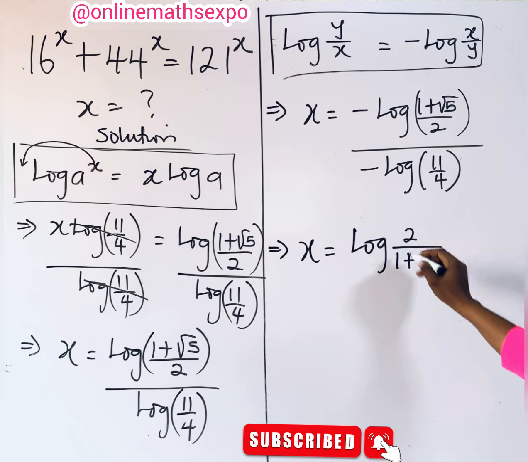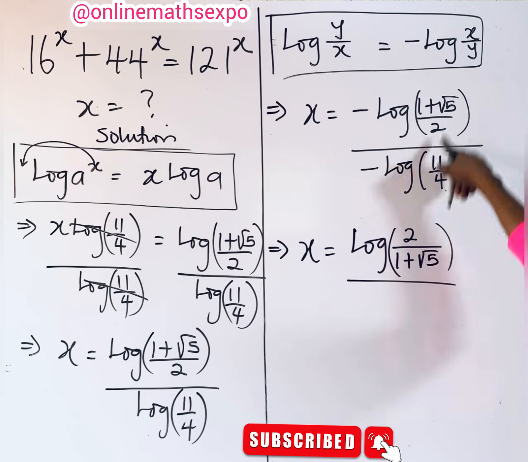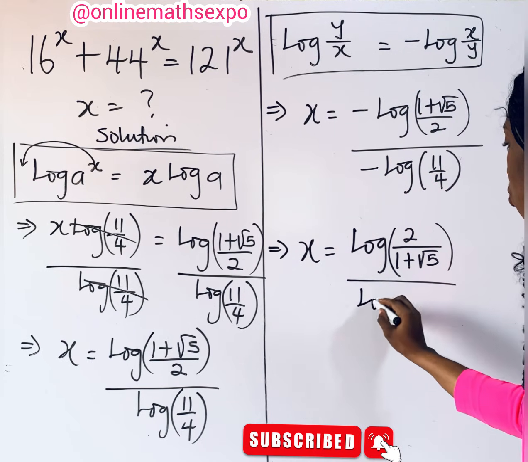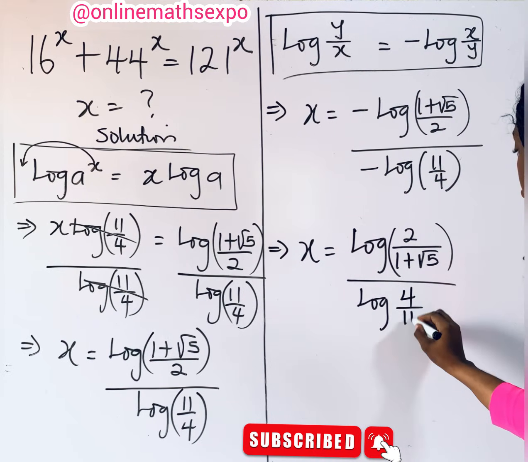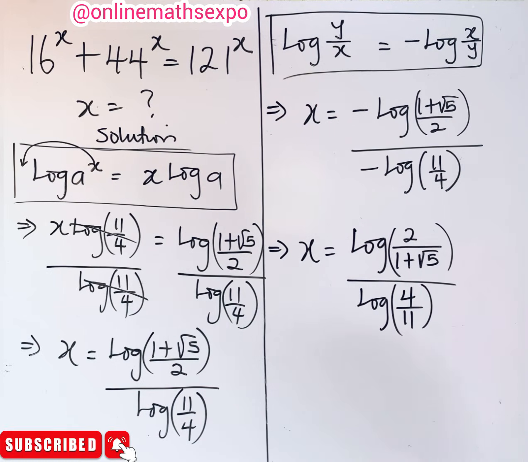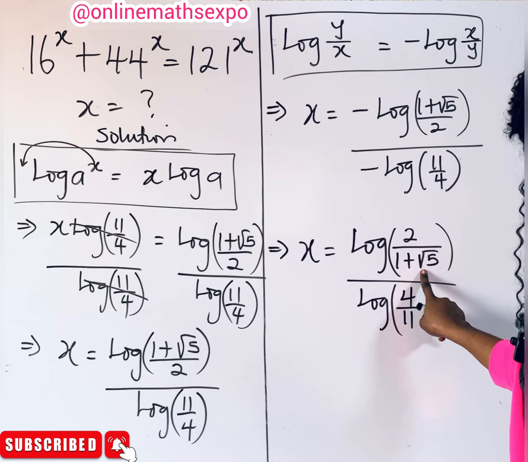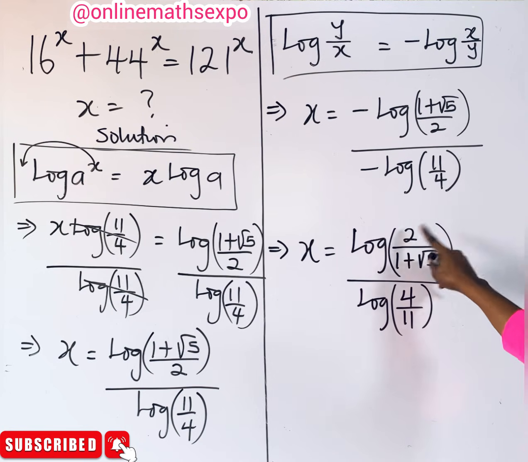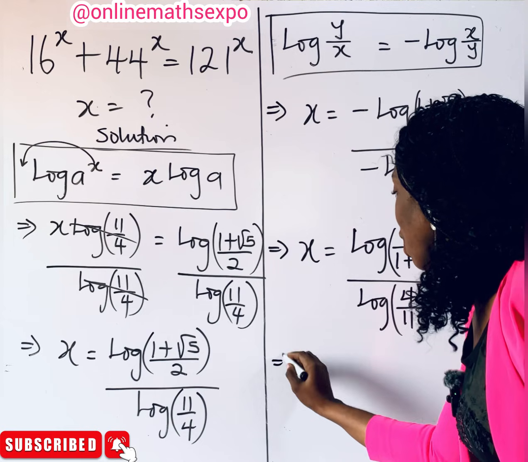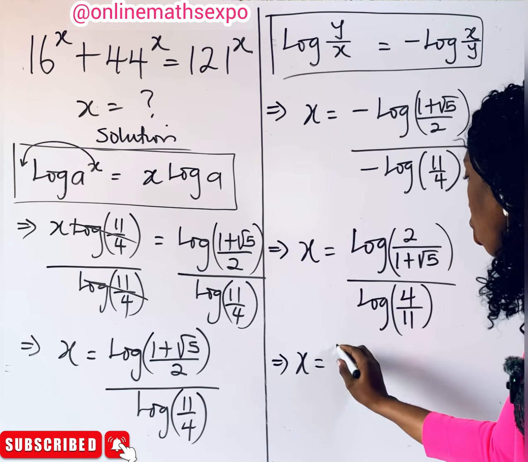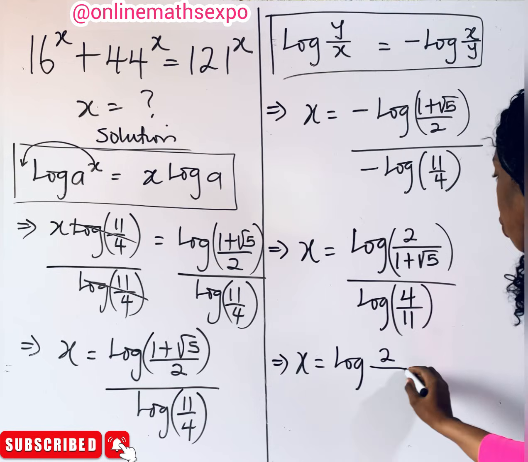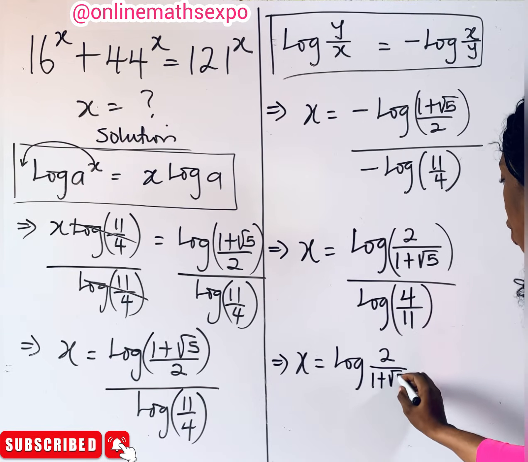Did you see that? Then divided by, for this, watch this, so it's going to be reversed to be log of 4 divided by 11. Did you see that? So you see we've gotten a proper fraction. But now, having gotten a proper fraction, you need to rationalize this, because in sort, you don't leave the denominator with a radical sign. So we are going to rationalize this, and to rationalize it, this gives us x is equal to log of 2 divided by 1 plus root 5, okay?